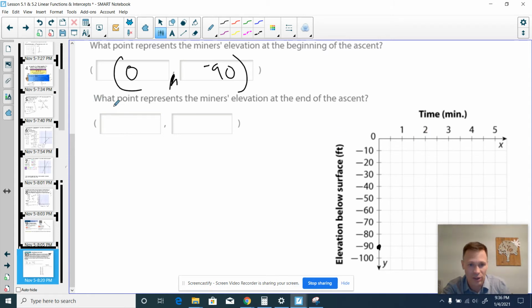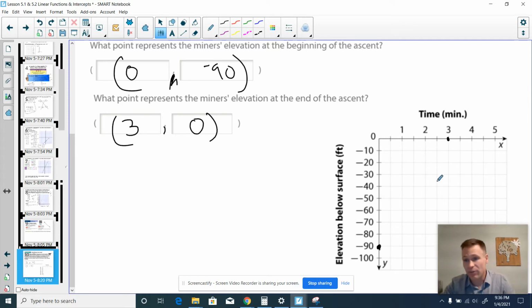So let's look at the next one. It says, what point represents the miner's elevation at the end of their ascent? Well, it says that 3 minutes was the time it took for them to get to ground level. So that means at 3 minutes, they're at ground level. So that's (3, 0). Again, I'm going to emphasize the coordinate point by putting parentheses and a comma in between.